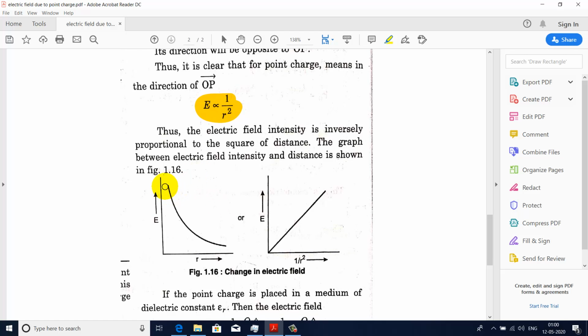If we draw the graph between E and r, then this comes out to be this, because there is an inversely proportional relation between them. And if we draw a curve between E and 1 upon r square, then there is a straight line curve. Okay, so you need to remember this curve. This is not so important because we know that E is directly proportional to 1 upon r square. In case of directly proportional, the curve is always a straight line. In case of inversely proportional relation, the curve is something like this. So you should remember this curve.